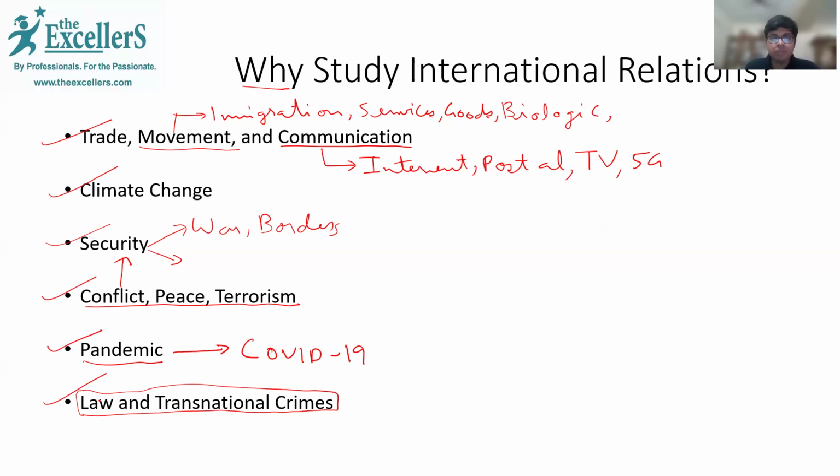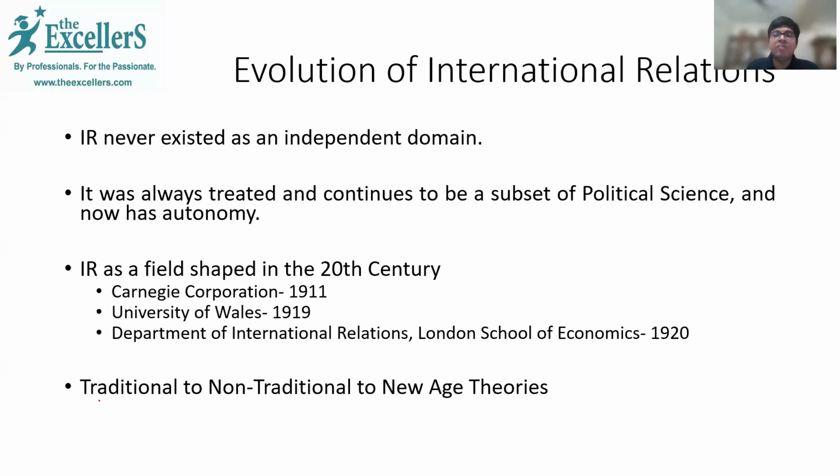Okay. Now, let's study a bit of the evolution of international relations. What exactly is international relations? How did it evolve to what we have today? So, international relations as such is not an independent domain. It used to be part of political science for a very long time. But now, when international relations is studied in different universities across the world, it has certain autonomy which separates itself from political science. That means everything that's discussed in international relations is not just political science.